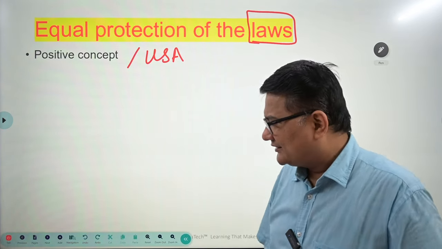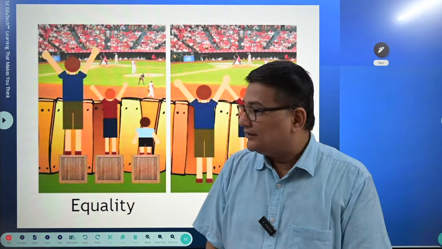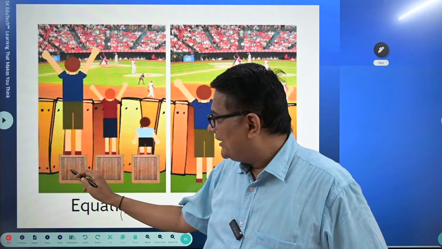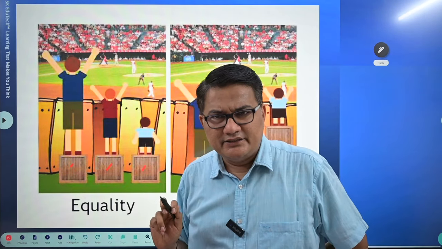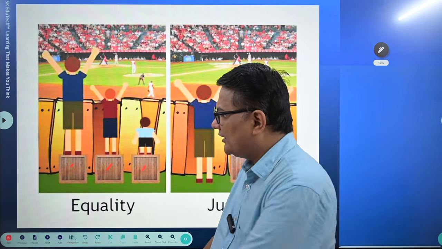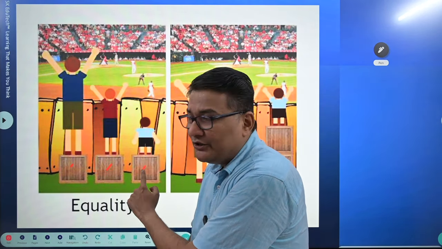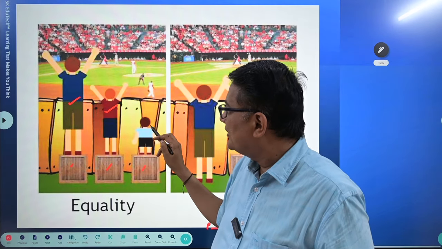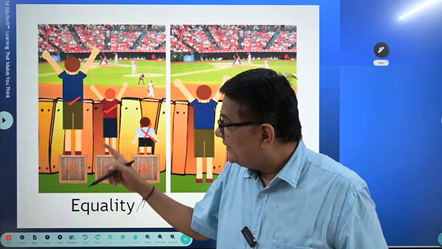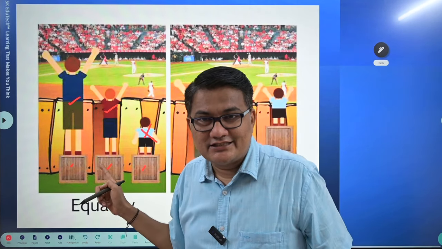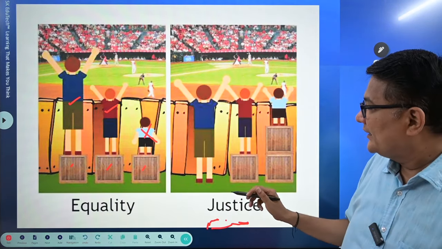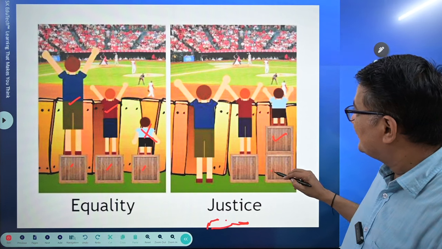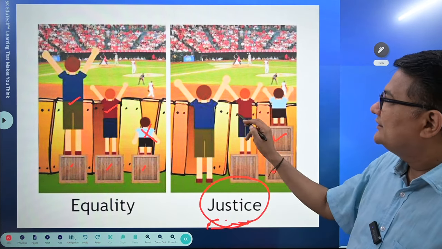I will explain with an example. Now, look at this example. Don't you think all are watching a match? And as per equality, we have given all enough space and enough area to watch the match. So all are treated in an equal manner. But do you think all of them are able to watch the match? The answer is no. Number 1 can, number 2 can, but number 3 cannot, it is not possible. So here equality is there, but do you think justice is there? The answer is no. And that's what we are supposed to do: take something from here and give it to the third person. And then you can achieve this justice.